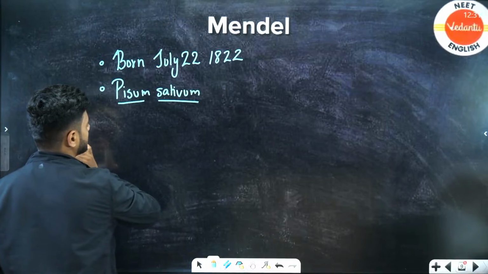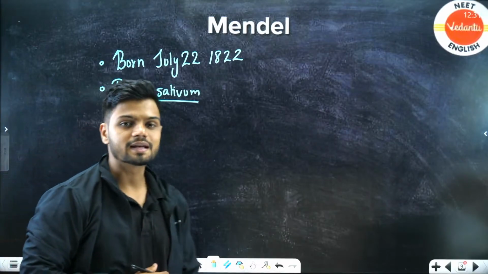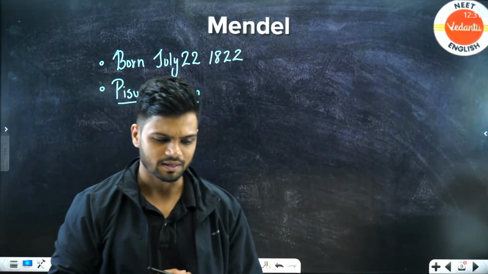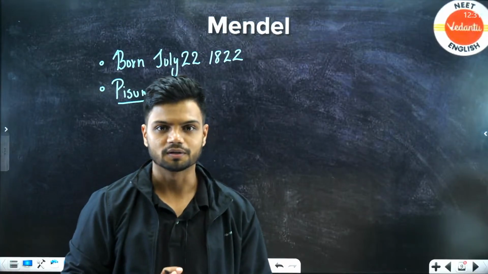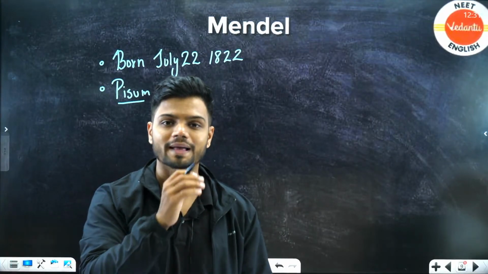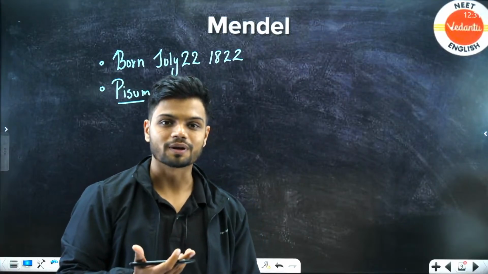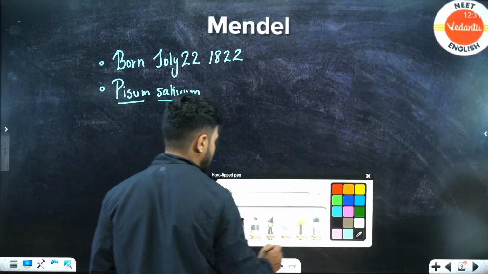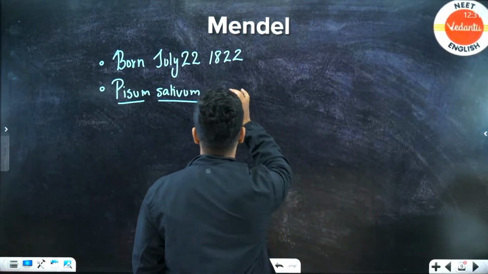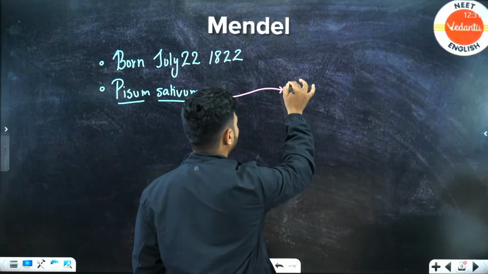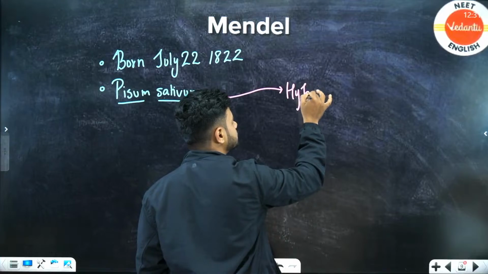Pisum sativum. Now students, you need to understand what was his main work. He worked on the pea plant, but what is his work known as? His work on the pea plant is called hybridization.